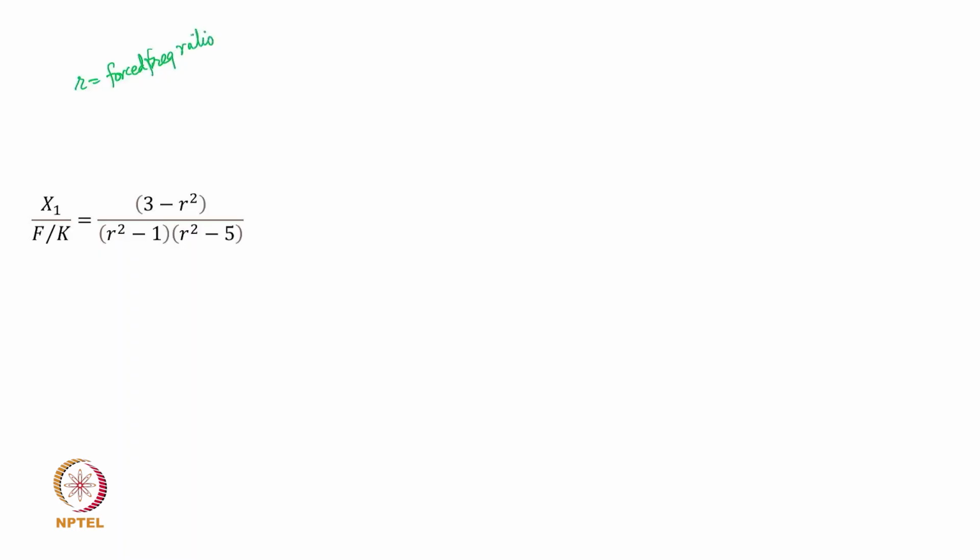Okay, because we have taken this r to be omega over square root of k over m, which is basically the first natural frequency. Now, in fact, as I told you, the denominator actually gives you the frequency equation, no? (R square minus 1) into (R square minus 5). If I equate it to 0, I should get the two natural frequencies from this.